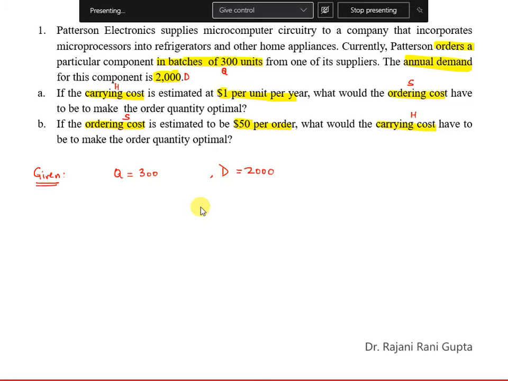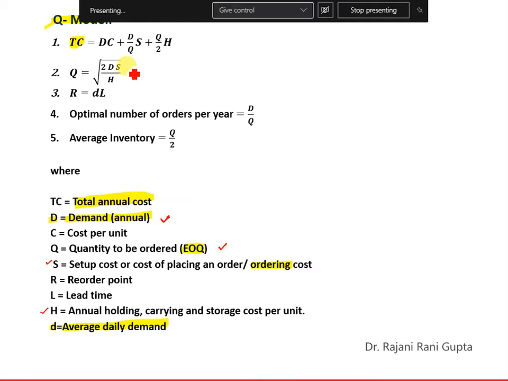Okay. Now we have two parts. Part A. In part A, what is given? Carrying cost, that is H, is given to be $1. What is asked? What would be the ordering cost? So we want to find the value of S, the ordering cost. Now we have to look for a formula which relates D, Q, H and S. From the previous list, this is the formula which relates only D, S, H and Q.